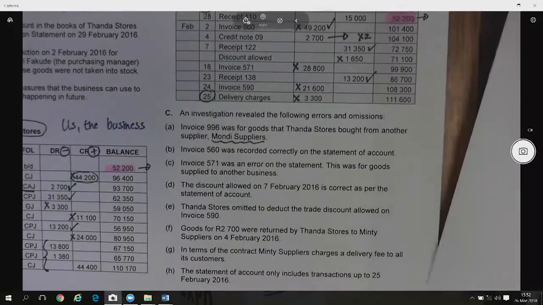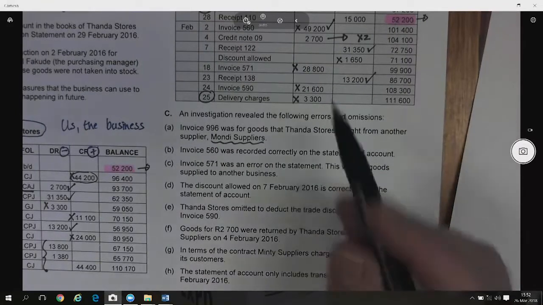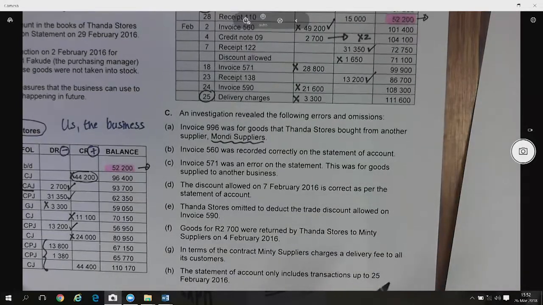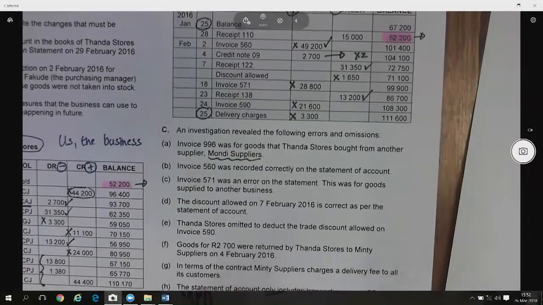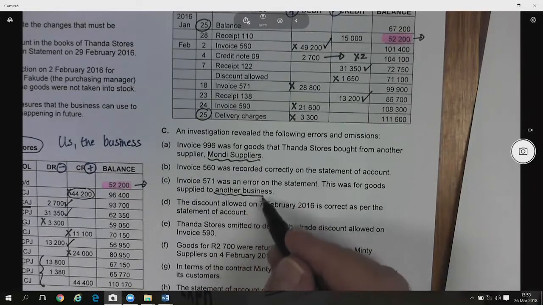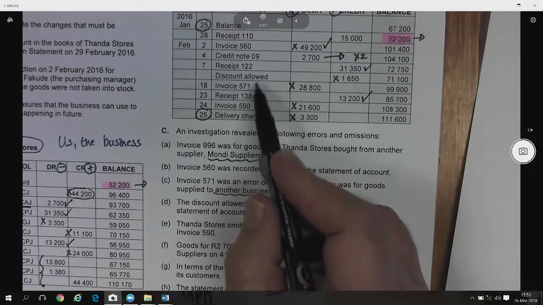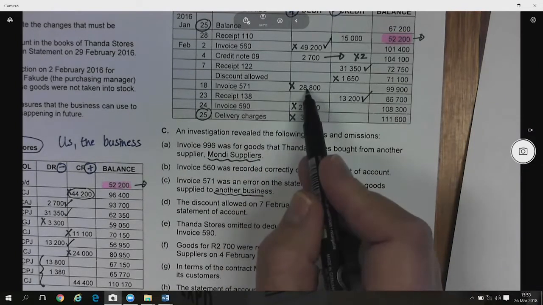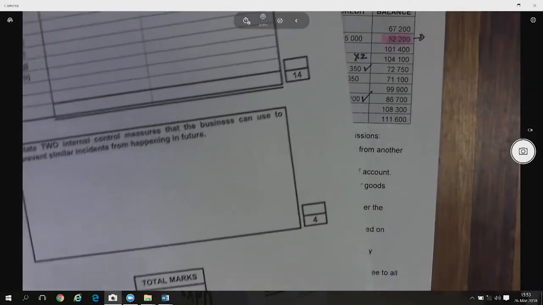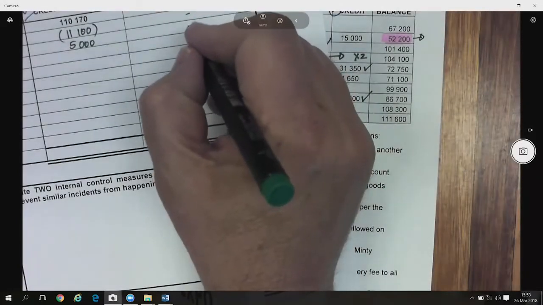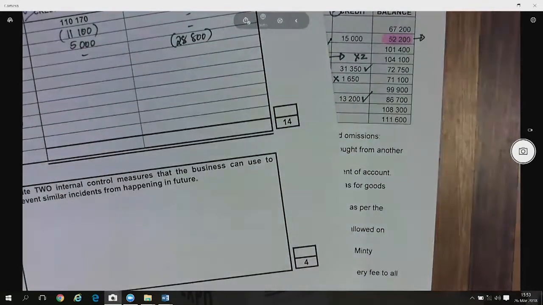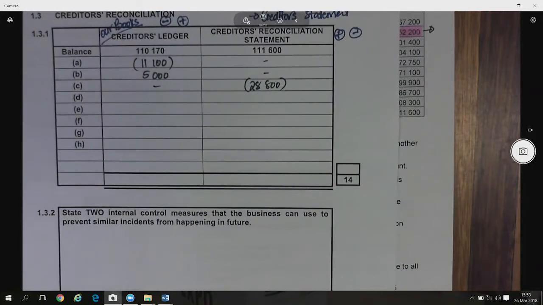Number C. Invoice 571, remember that is the one that we saw there, was an error on the statement. This was for goods supplied to another business. So they made the same mistake. We made the mistake, they made the same mistake. So we must cancel that invoice, 28,800, in their books as a minus. As a minus, and there was nothing wrong in our books, 28,800.